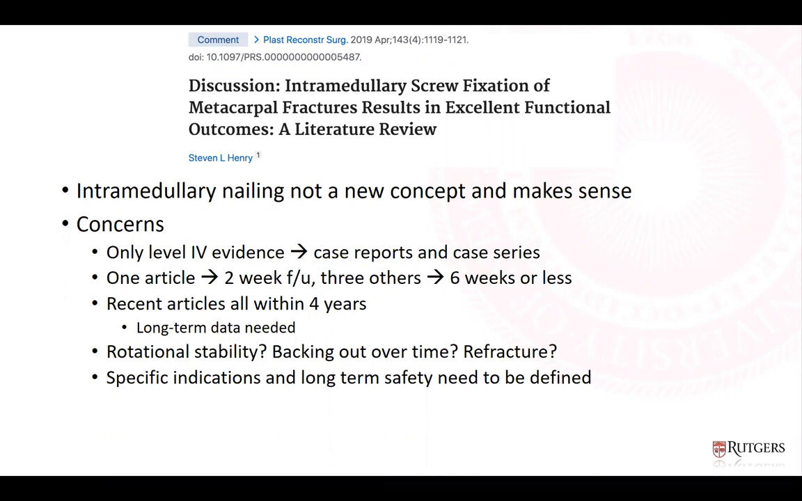Do they back out over time? What happens if you have to remove them or if you refracture them in a patient population that is prone to refracture? Ultimately, specific indications and long-term safety need to be determined.